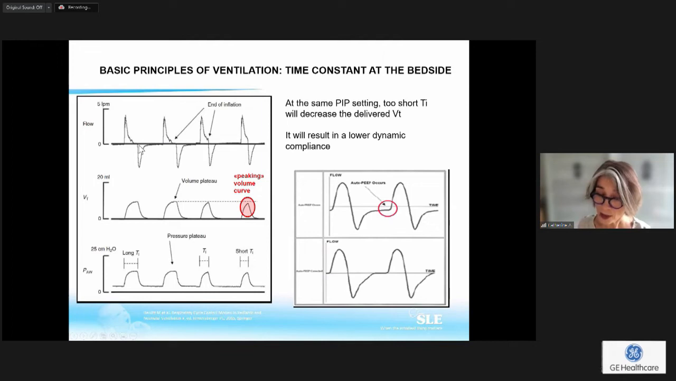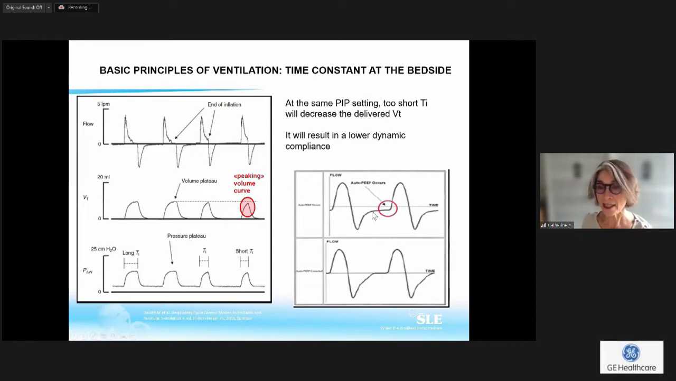Whenever you have a pause, it means the flow is going back to 0. So of course, you don't have any additional tidal volume going to the patient. So here we also pay big attention to the expiratory flow. Here maybe I have a patient with quite a high CO2.